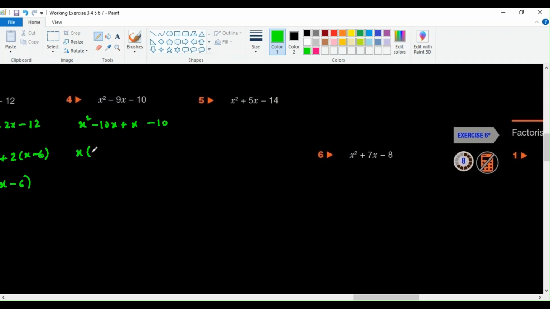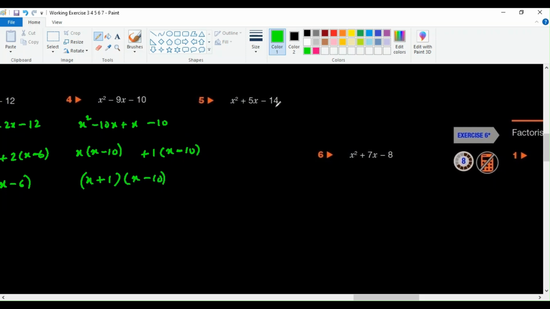So x minus 10 comes in one bracket. Copy down this once again. Look at this third one, it is plus 1x. So I will write only plus 1 here. So x plus 1 and x minus 10 gives us the expression.